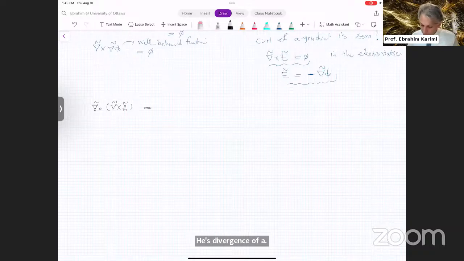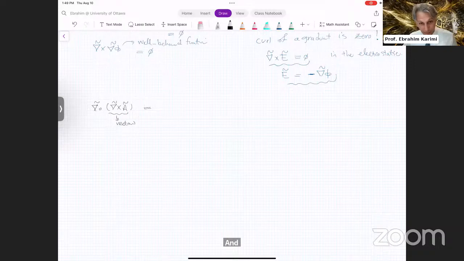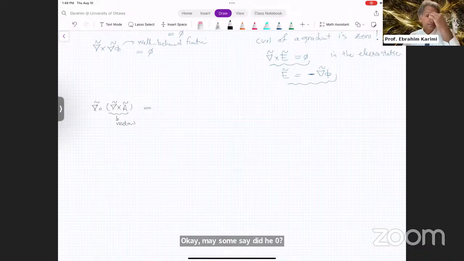So you have a curl of a vector, which is a vector. And now I'm taking the divergence of that. What will be the result? Okay, Mason says that is 0. Whom else? So what does it mean?